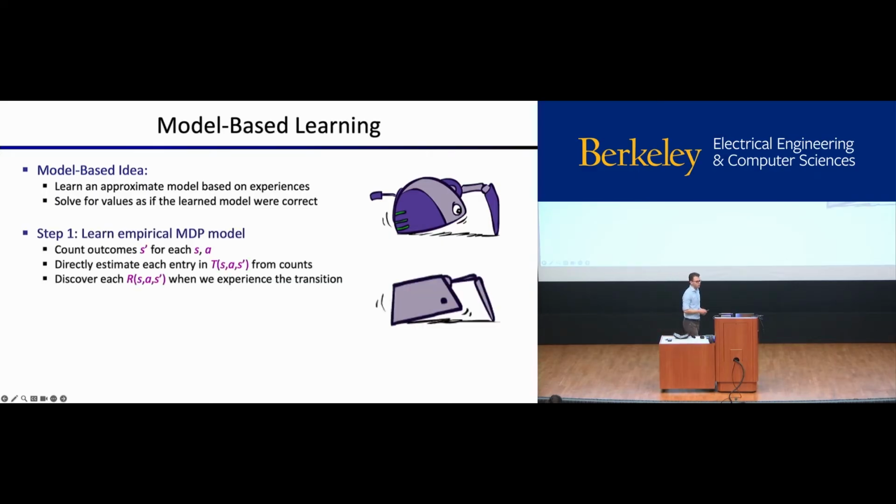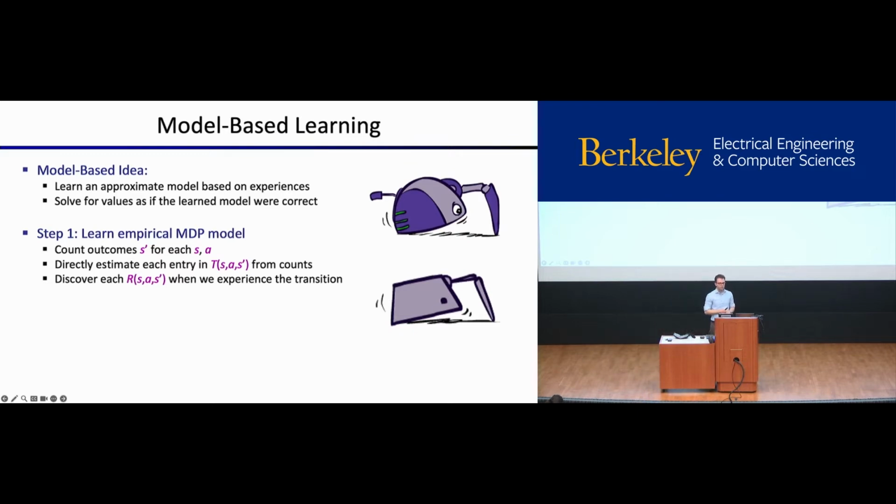Okay, so we're going to learn an empirical MDP model. It's going to be maybe a crude approximation of the real world. And how are we going to do that? We're just going to do the same thing that we always do. We love counting in this class. We're just going to count some more. So we count up all the things that happen.